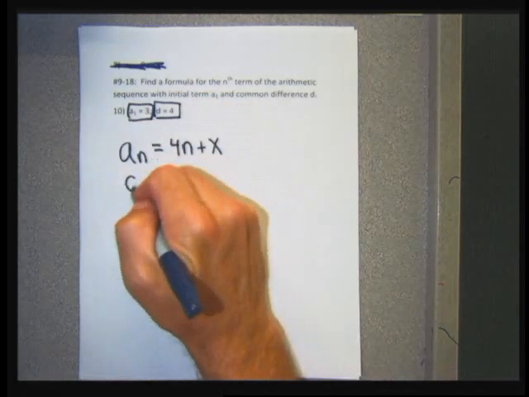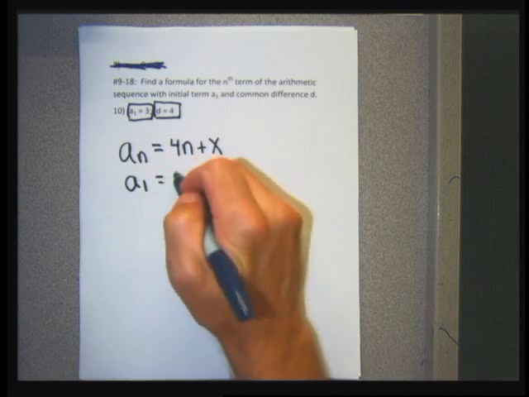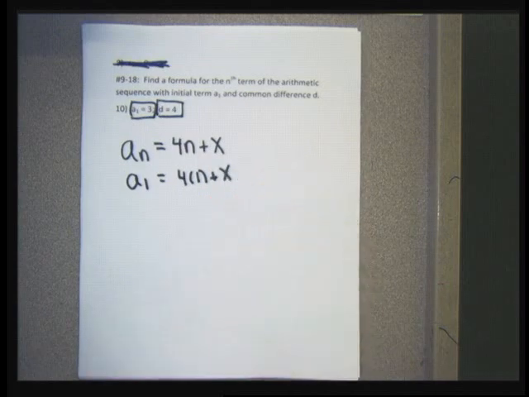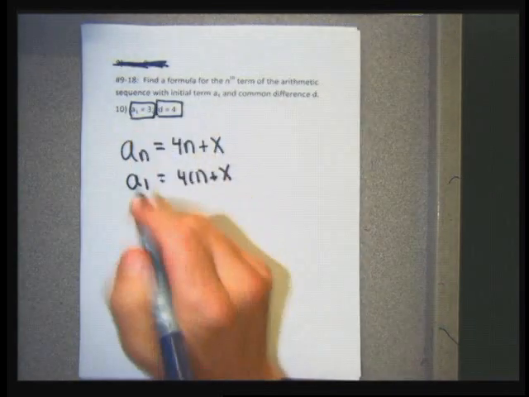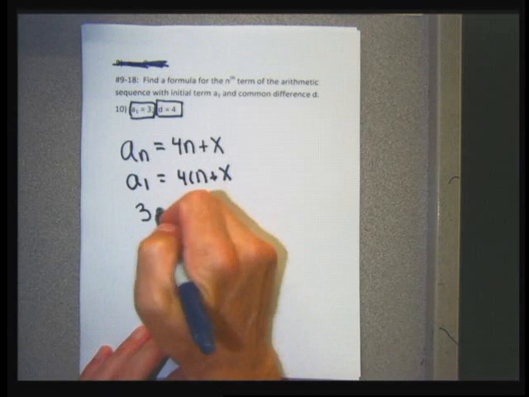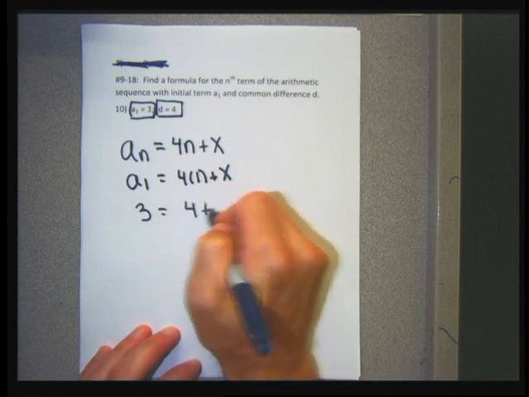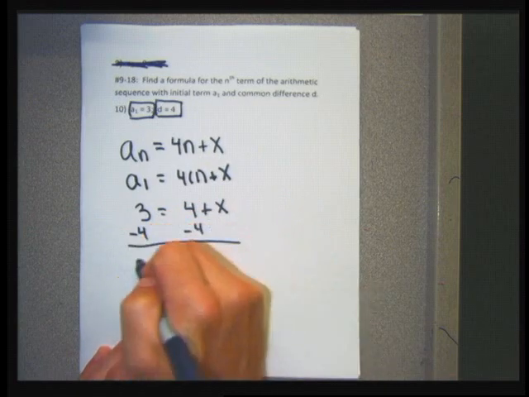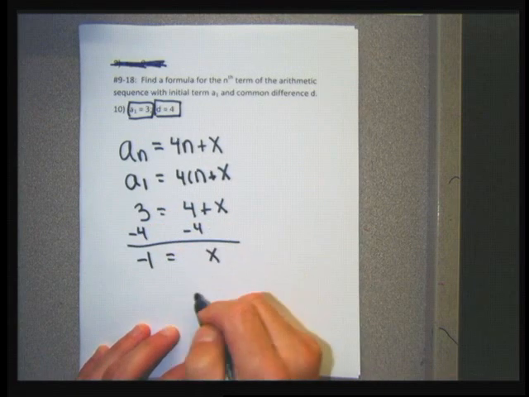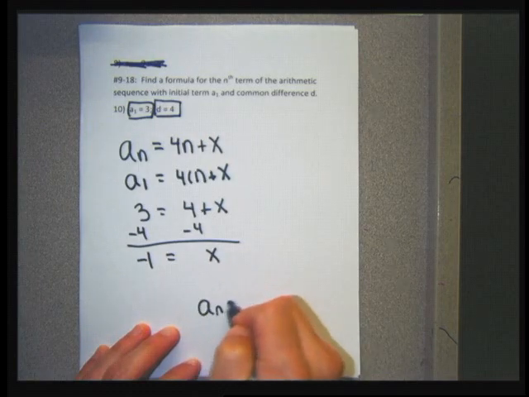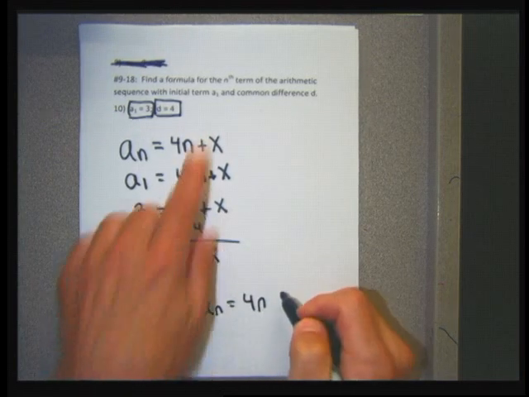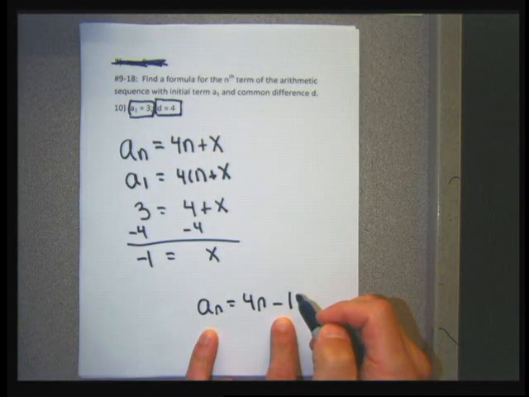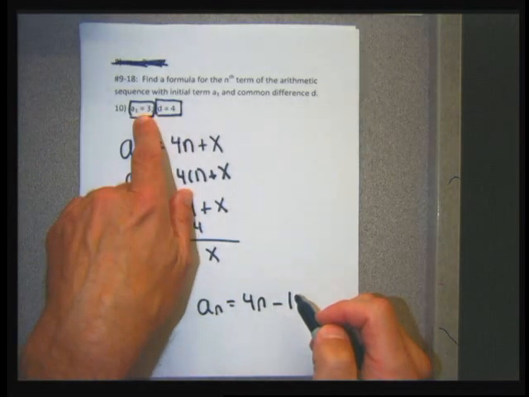So I'm going to go a sub 1 in general would be 4 times 1 plus x for this sequence. But I know that a sub 1 is 3 in this sequence, so 3 is going to equal 4 plus x. If I minus 4 from both sides, I get negative 1 equal to x. This formula, a sub n equals 4n, instead of writing plus negative 1, I'm going to write minus 1, will generate a sequence that each term's 4 apart and the first term is 3.